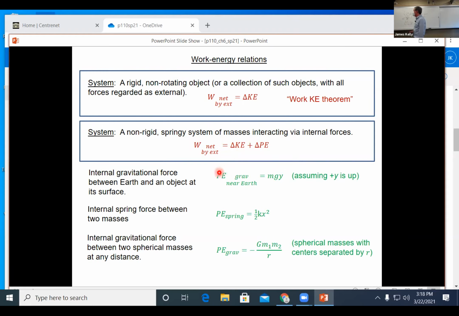And we were told if your system consists of an object close to the surface of Earth plus Earth, and gravity is an internal force, then the associated potential energy function is mgy, where plus y has to be up from Earth. If you have objects connected by a spring, and we call the location of an object x equals 0 when the spring is completely relaxed, not compressed, not extended, then the potential energy stored in the spring is 1/2 kx squared. So if x is negative, that means it's compressed. If x is positive, it means it's stretched.